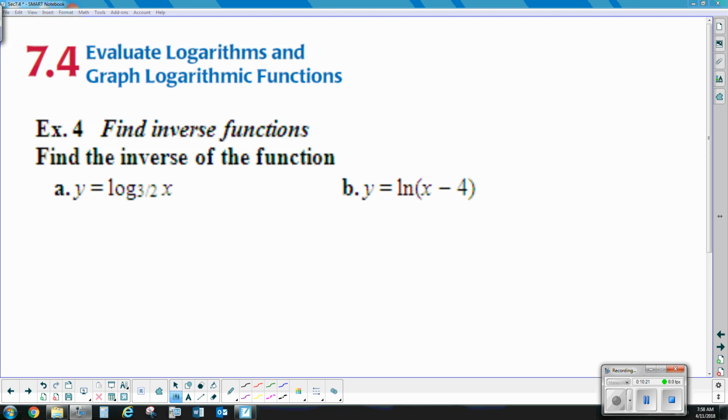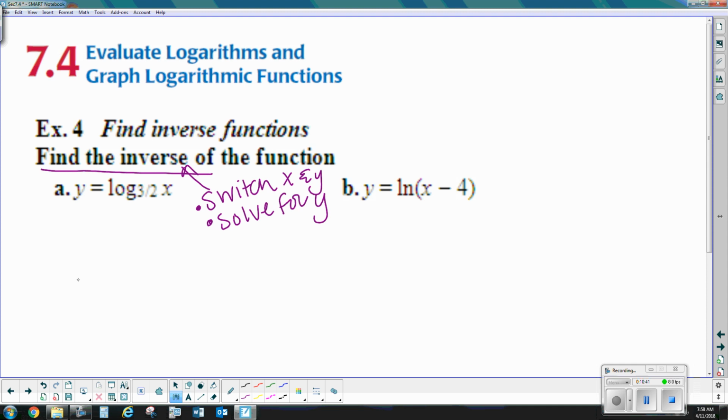In this next example, we're finding the inverse. So remember, when we find the inverse, we are going to switch the x and the y variables, and then we're going to solve for y. So the first step is to write the original function, which we have here, y equals log base 3 halves of x. So we're going to rewrite that as x equals log base 3 halves of y. And then we're going to use our properties of logarithms to solve for y. So the first thing we're going to do is write an exponential form.